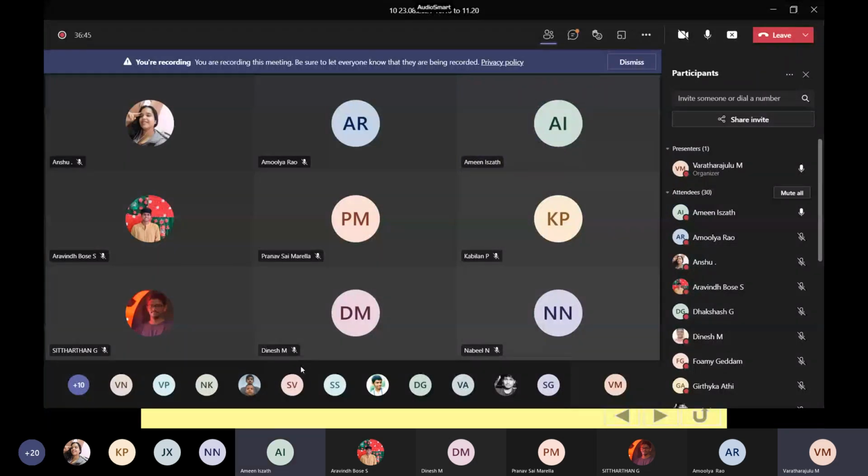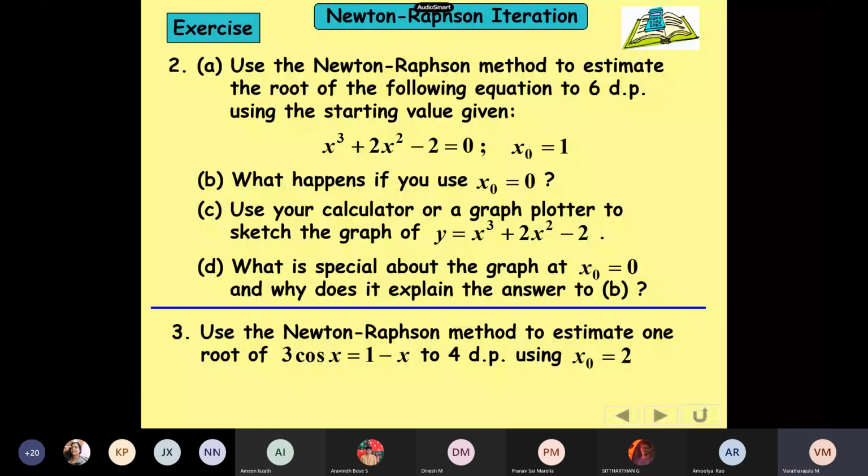And how can this problem 3 be approached? Pranav, how can this problem 3 be solved with the Newton-Raphson method? We have to take... Sir, 1 second. Yes, you try to come up with these solutions.